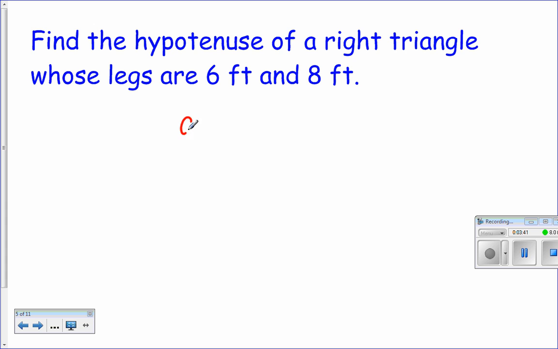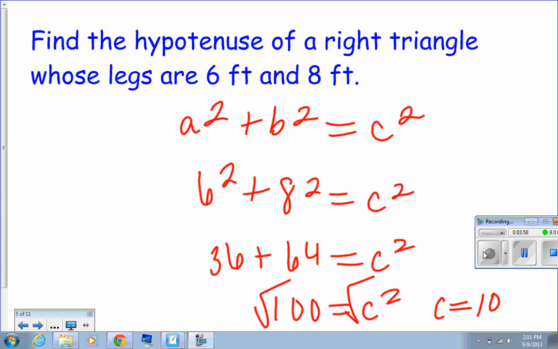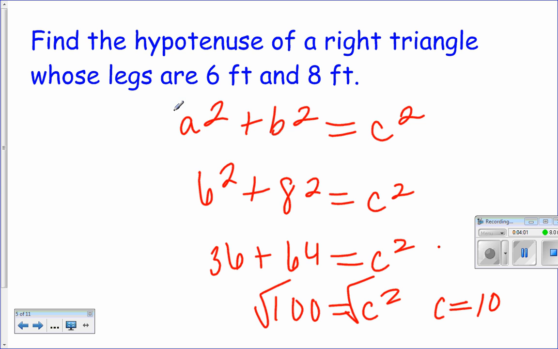So I want you to use a squared plus b squared equals c squared and plug in these values for your legs to figure out what c equals. So you should have plugged in 6 for A to get 6 squared, 8 for B to get 8 squared, and we're looking for C squared. So find what 6 squared is, which is 36. 8 squared is 64. Add them together, get 100, and take the opposite, which is the square root, and C equals 10 feet.